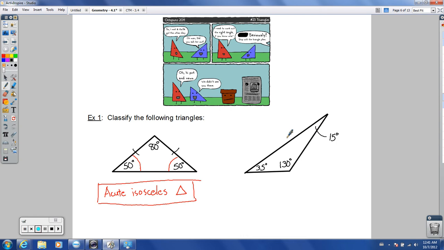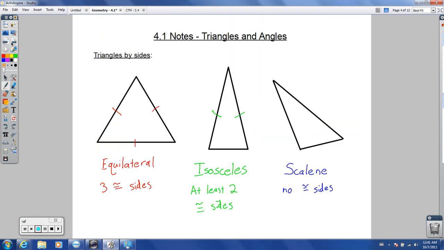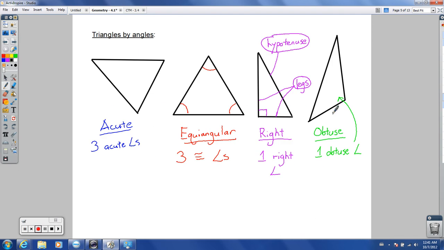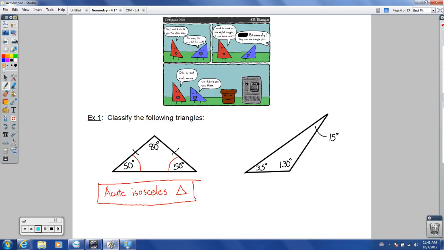So I look at all that and nothing's the same, therefore it's going to be scalene, no congruent sides. And then in terms of angles, you don't have a right angle, you do have acute angles, but you only have two of them. You have one obtuse angle. So you do have an obtuse angle, the one that's bigger than 90, this 130 is obtuse. Therefore we would classify this as an obtuse scalene triangle. An obtuse scalene triangle.